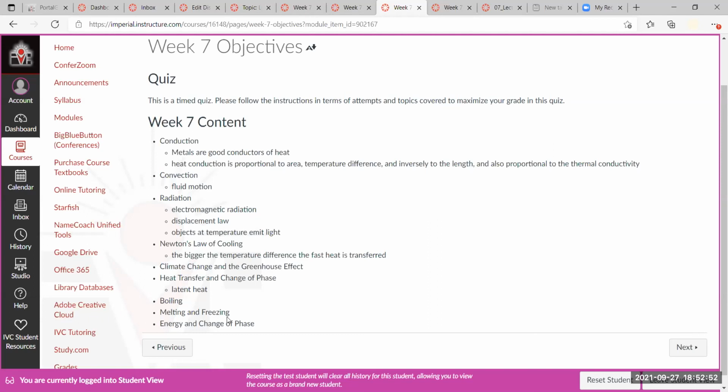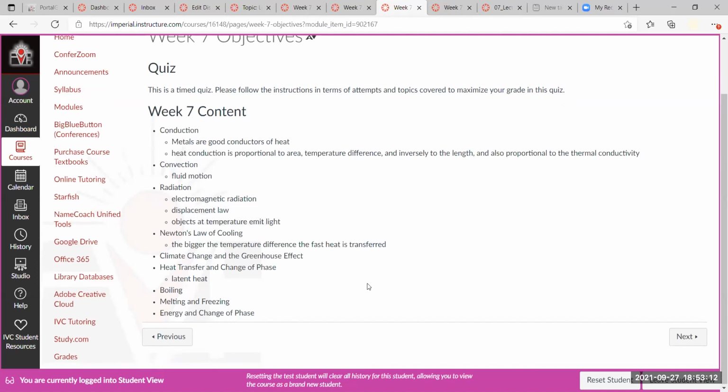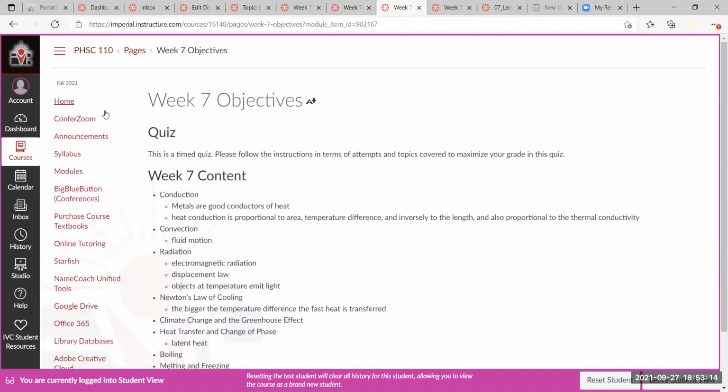So this is the latent heat I was talking about, how much heat is needed to change from liquid to solid, or from liquid to gas, or from solid to liquid, or the opposite, from gas to liquid. Those are the three main phases that we know on Earth. This is in a nutshell the content for this week.